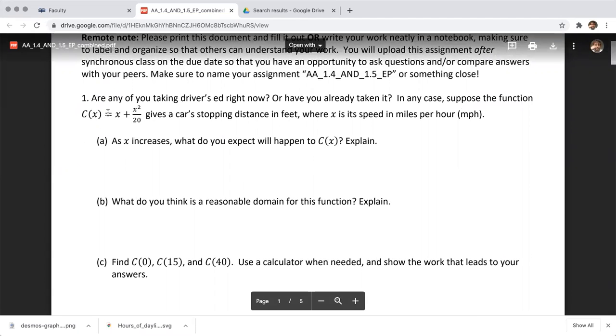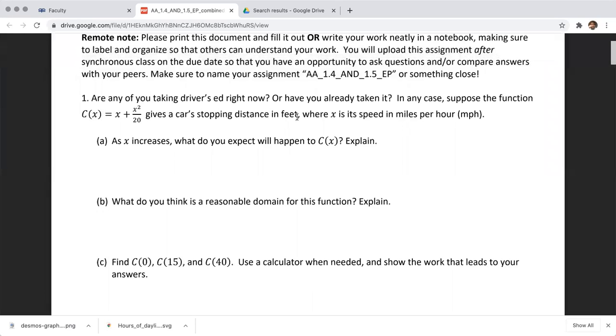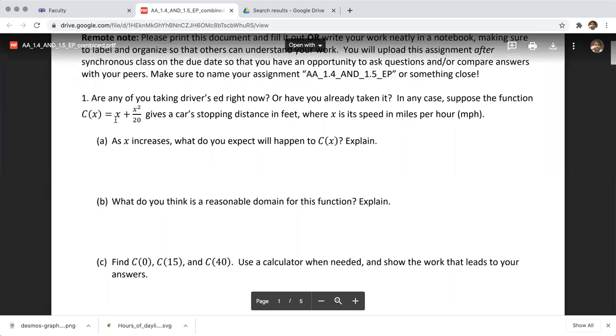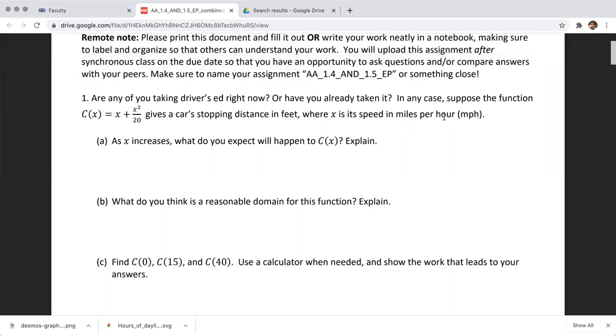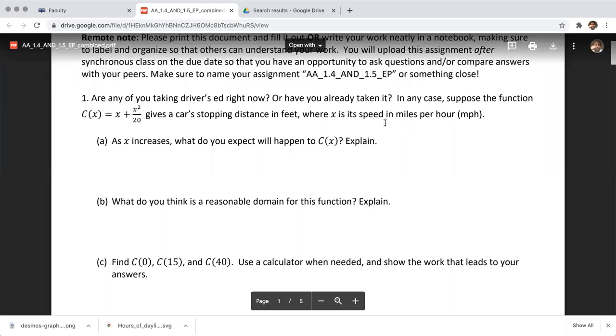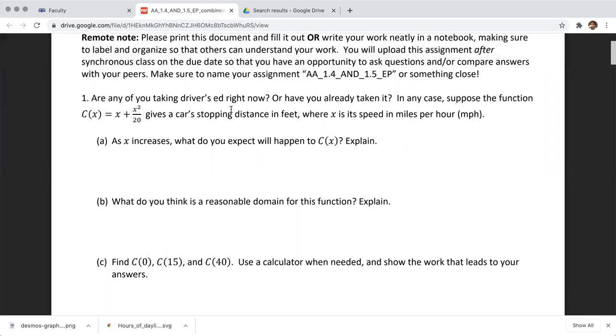Suppose the function c of x, that's how it's read, so practice saying c of x, equals x plus x squared over 20, gives a car's stopping distance in feet. So that's the y value, the c of x value, where x is its speed in miles per hour. So we're plugging in speed and we're getting out stopping distance. That's a really important thing with functions.